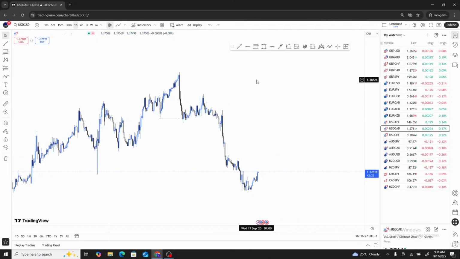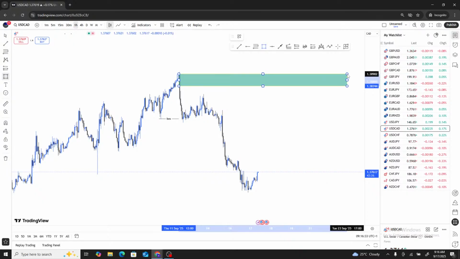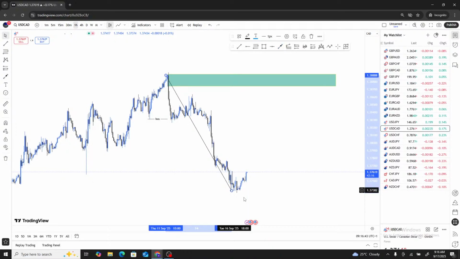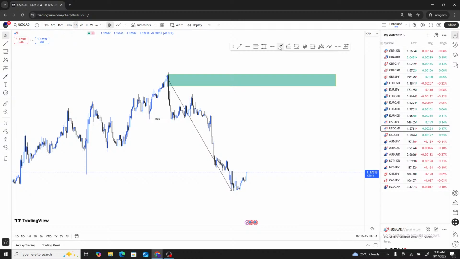So where do we expect to sell from? We expect to sell from this level. Look at this other block. This other block has an imbalance. It broke structure first of all, with this movement. Then it has an imbalance. And this is liquidity resting before the other block.